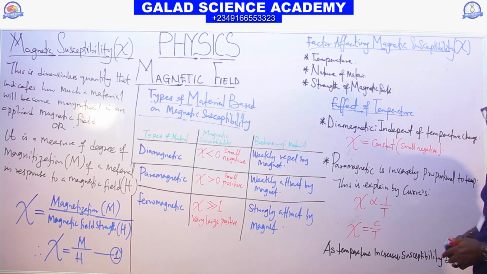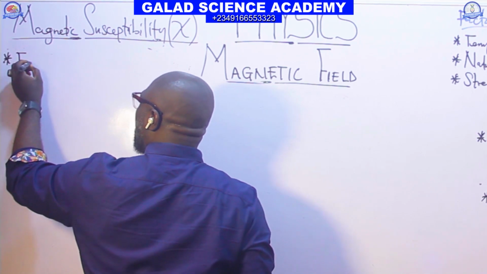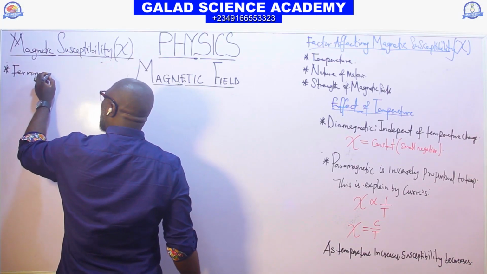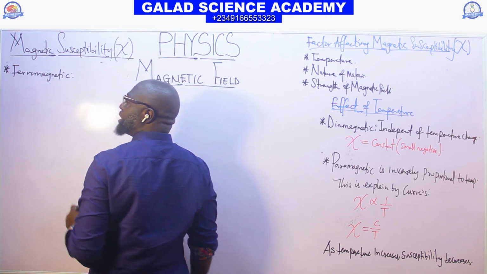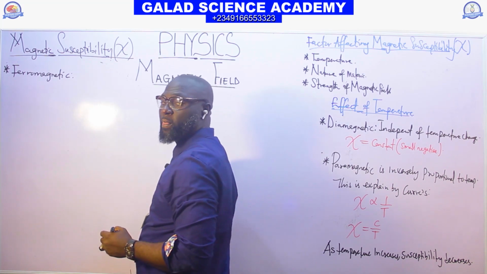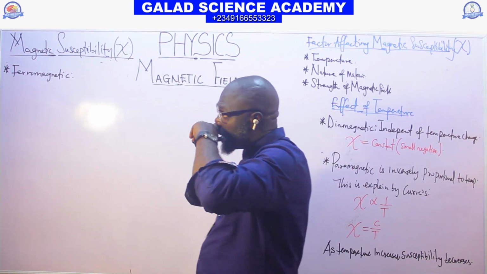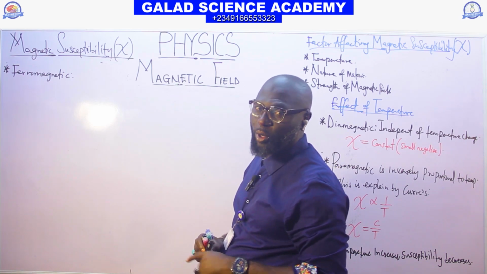And the third one is the ferromagnetic substance. So what is the effect of temperature on a ferromagnetic material? See, the effect of temperature on ferro can be grouped into three.